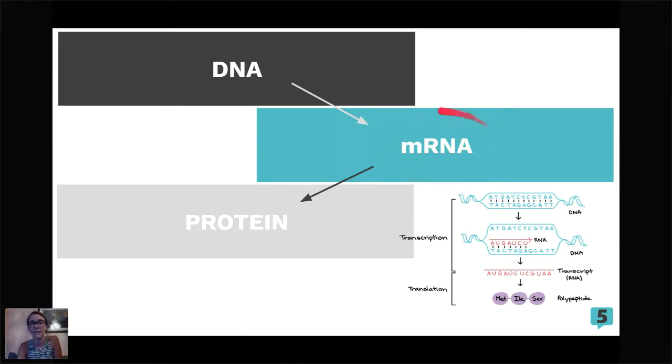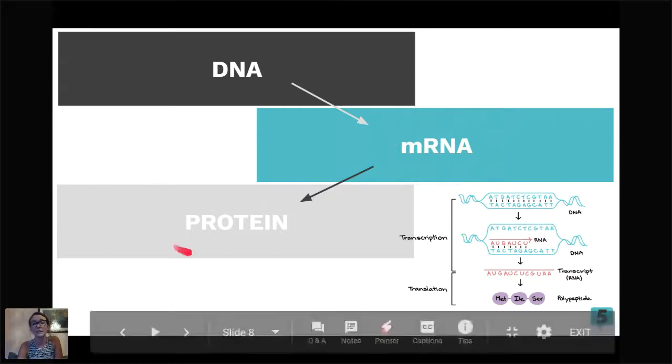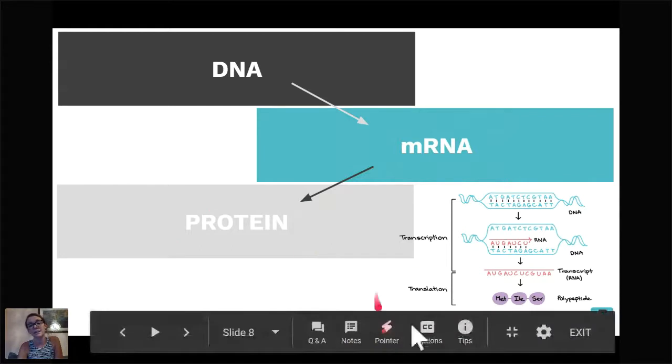And this lovely thing can leave the nucleus, and will leave the nucleus, and go and get translated into protein. So you can see that down here. So we're going to read this mRNA at the ribosome and turn it into protein by pairing up specific amino acids based on the code that we're reading from this mRNA transcript.